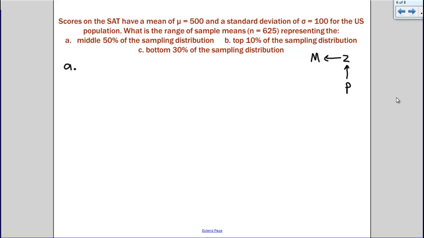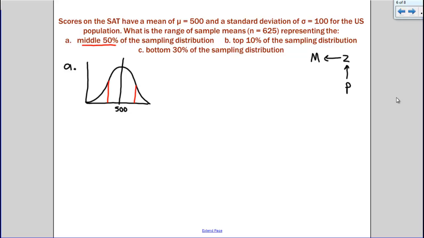All right, so for part A, I'm going to go ahead and draw this first. We're looking for the middle 50% of the sampling distribution. So here's our sampling distribution. Here's our mean of the sampling distribution, which is equal to the mean of the population. And let's see, the middle 50%. So that would kind of be like here and here.